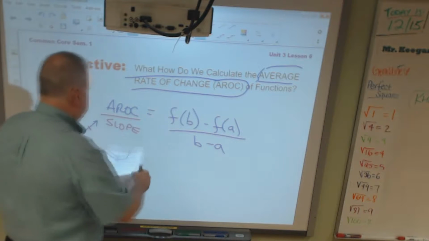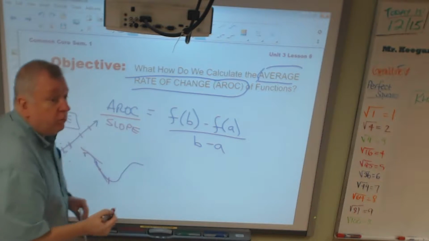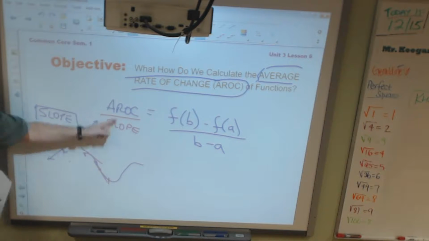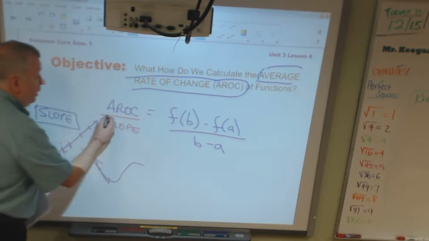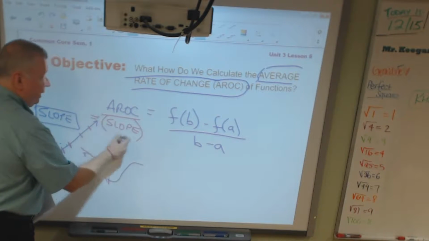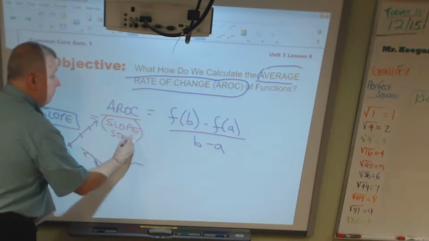Let me give you an example. So I need to give you a function. We're not trying to find the slope, though. We're trying to find the rate of change. Yeah, but what I'm saying is for a straight line, they're the same thing. I just want to make sure that it doesn't look like this divided by that. It's the same thing for a straight line.